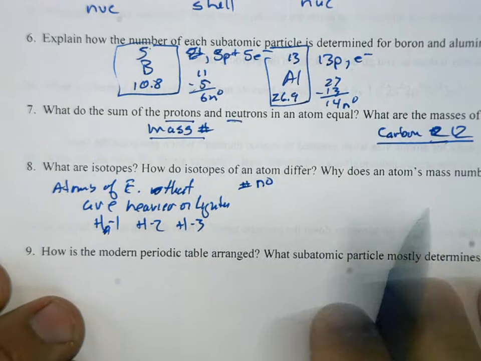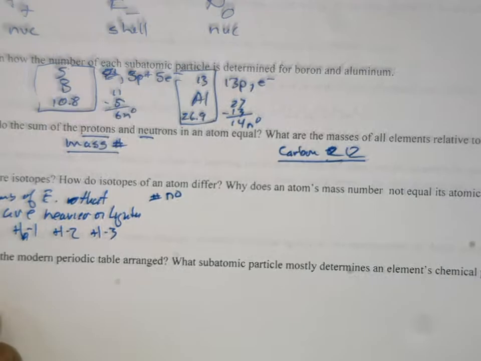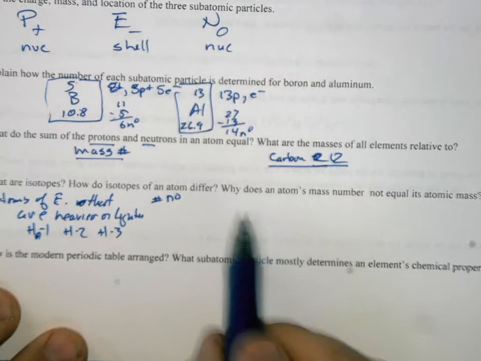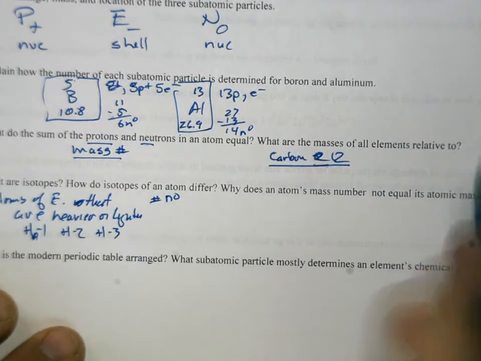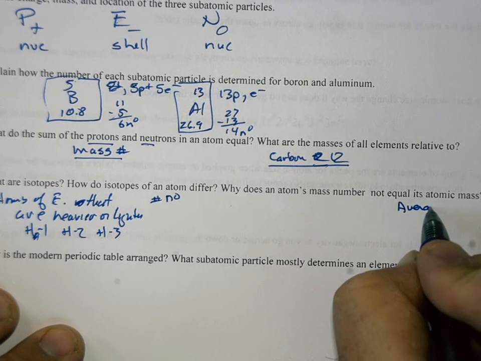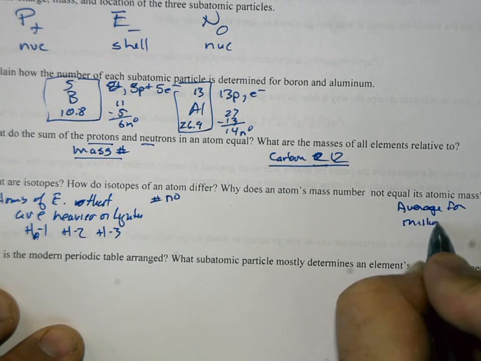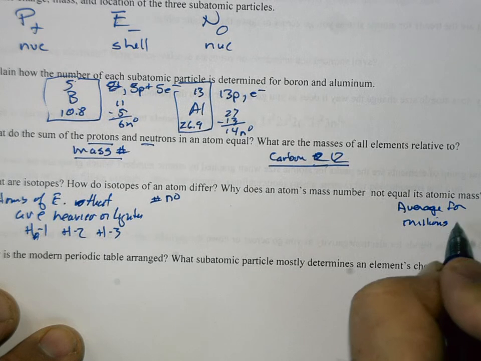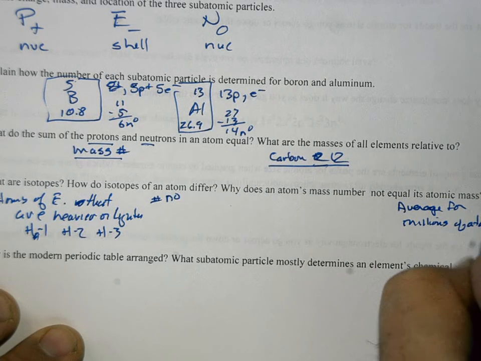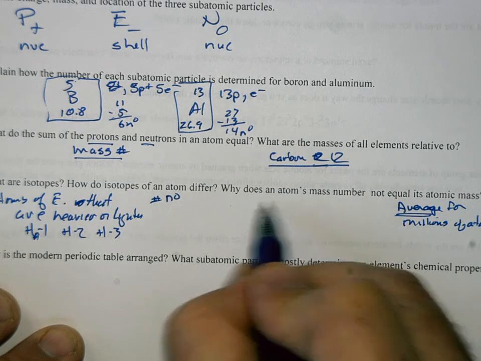And why does the atom's mass number not equal the atomic mass? Let me zoom out here, make sure we get that. The atomic mass on the periodic table is an average weight. It's an average for millions of atoms, probably billions or trillions of atoms. But the main thing is it's an average number. The mass number is specific.